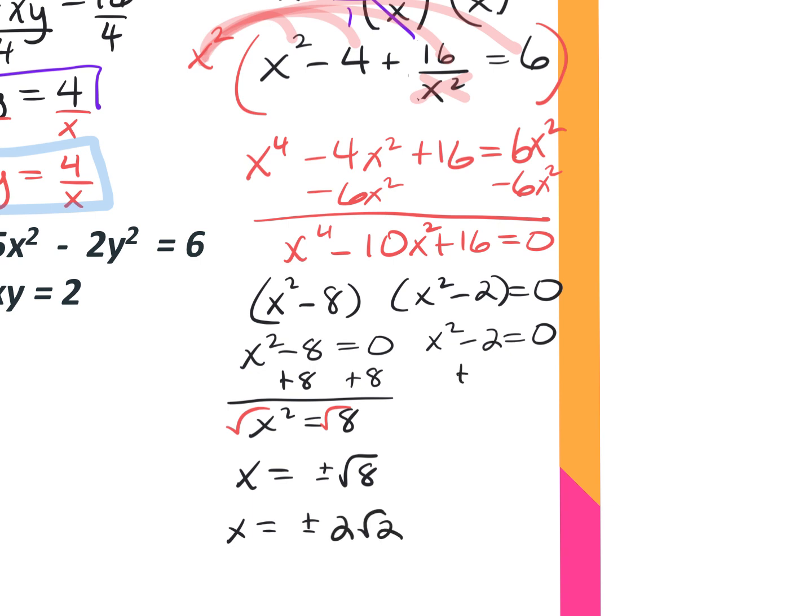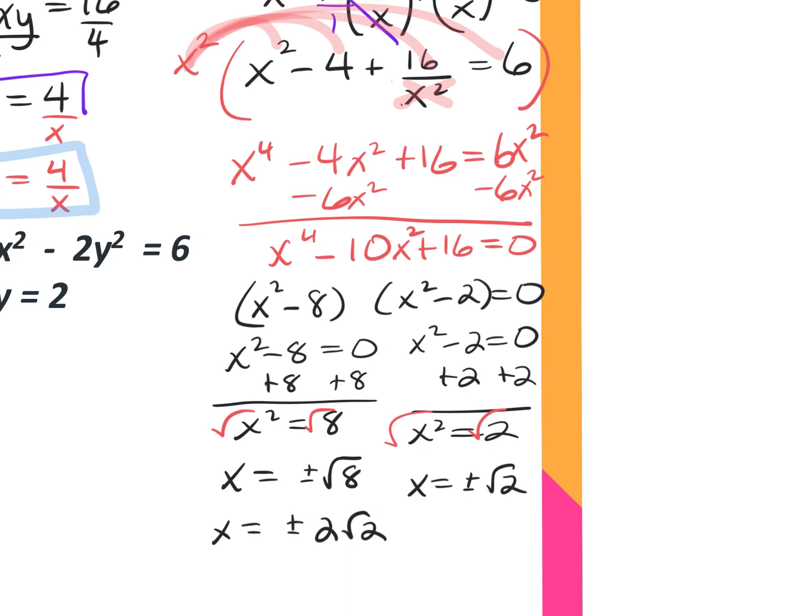Then over here, do the same thing. Add the 2. x squared equals 2. Square root it. And x is equal to positive and negative square root 2. This is going to give me 4 solutions.